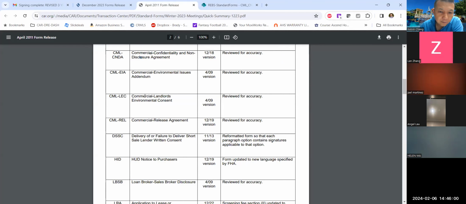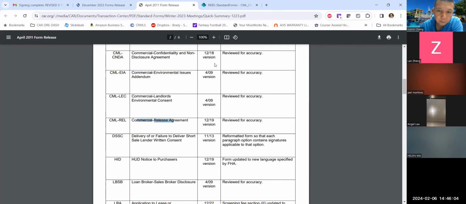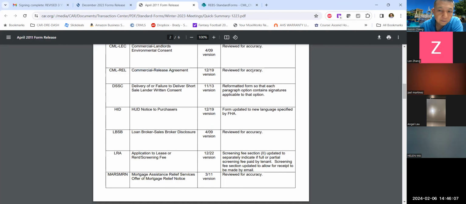There are other commercial forms in here, but I'm not going to talk about all the commercial revisions. They were just reviewed, so there are no major changes, but they did review them for accuracy.